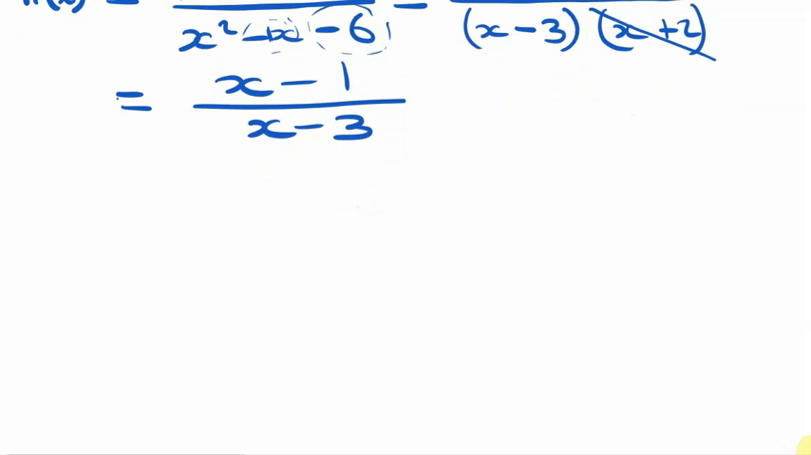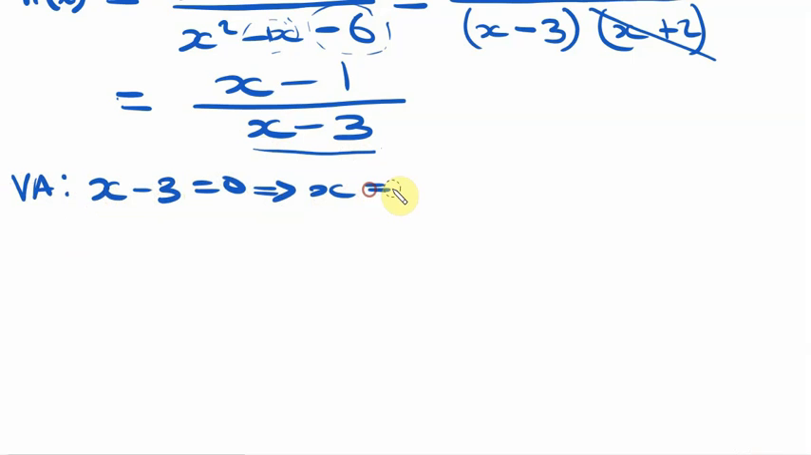So if we are asked to sketch this, we will find our vertical asymptotes. That's the first thing we do. And the vertical asymptotes are located where? At the zeros of the denominator. x minus 3 equals 0, therefore x equals 3. So the vertical asymptote is located at x equals 3.